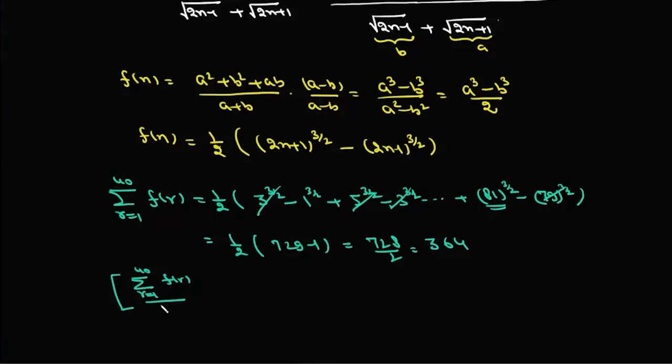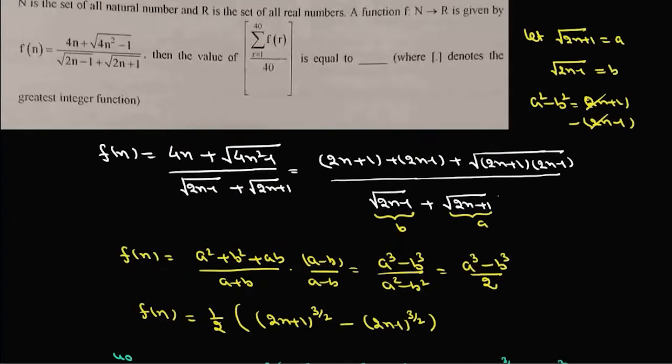Now we need to find the greatest integer function of this summation, r varies from 1 to 40, f(r), upon 40. Its greatest integer value. So it will be 364 upon 40, so this is the greatest integer function of 9.1. So this value will be equal to 9. So value of this series is equal to 9, and that is the answer to this question.